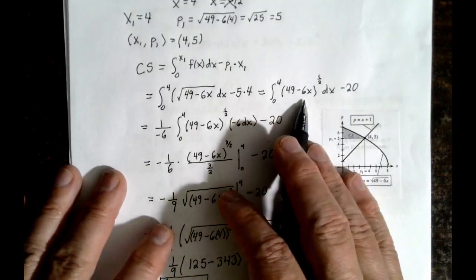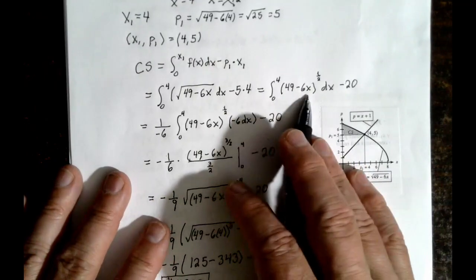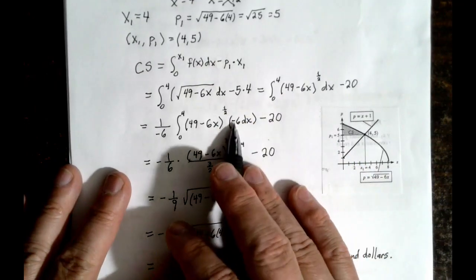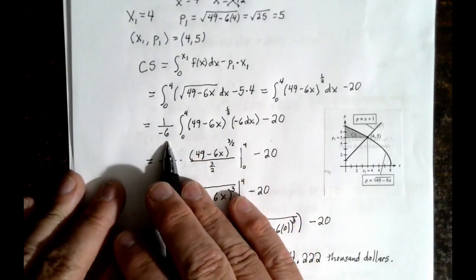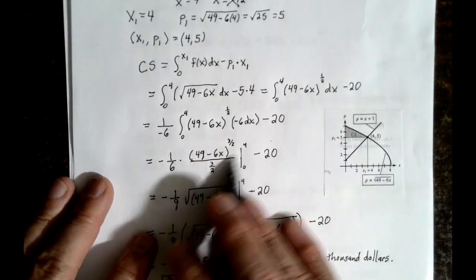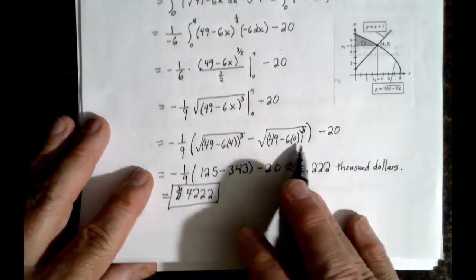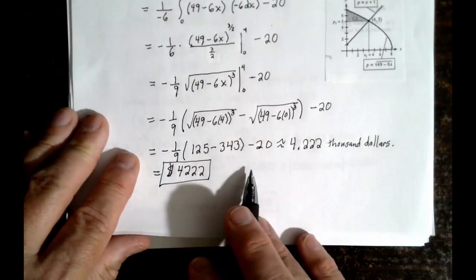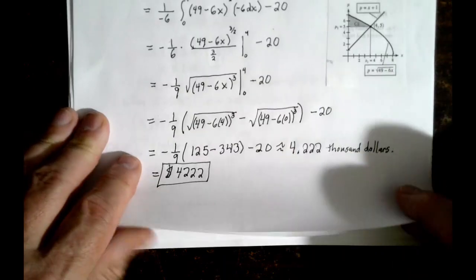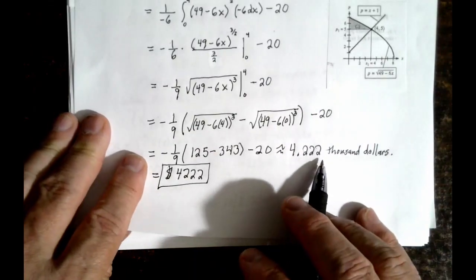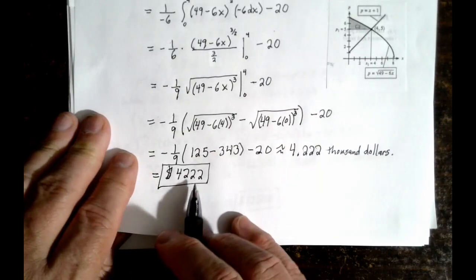And now we just integrate this, and since this is our u, we need our u prime to have a negative 6 in there, so we have a 1 over negative 6 out front. When we integrate, we get this, and we plug in negative 4 and 0, and we subtract, and we get this number here, and it happens to be 4.222, but it's in thousands of dollars, so it's really $4,222.